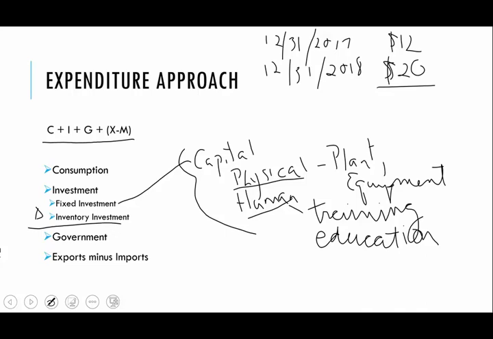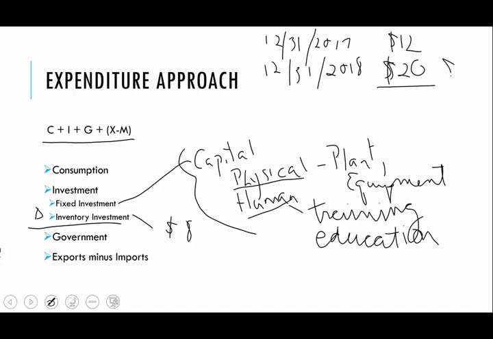So you can see here, if you look at and compare these numbers, 12 and 20, that we actually have $8 more of inventory in 2018 than we did in 2017. So our change in inventory investment is $8. 20 minus 12. We're going to subtract the previous year. You can see that inventory investment could be negative here as well.